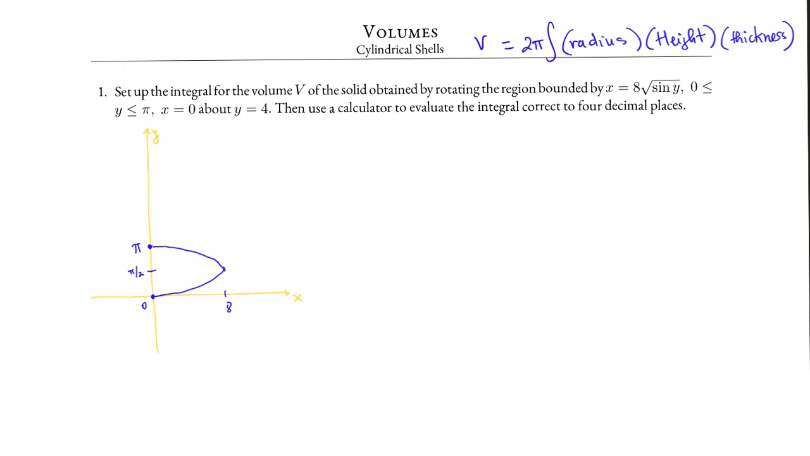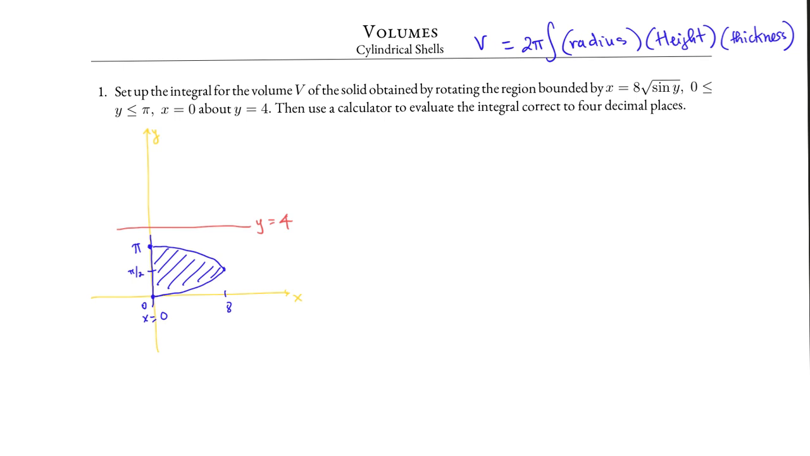The region is bounded by the curve from y equals 0 to y equals pi and x equals 0. X equals 0 is the y-axis. So this line is x equals 0. As we can see, the curve along with the interval 0 to pi along the y-axis form the enclosed region. We then take this region and rotate it about the line y equals 4.